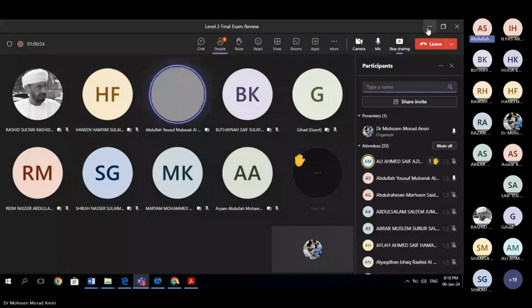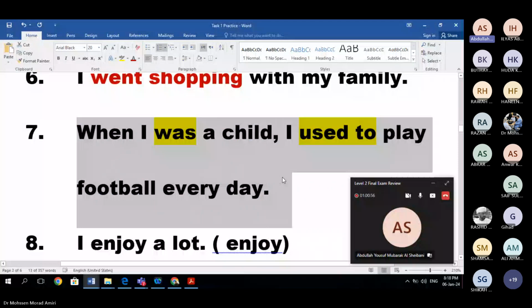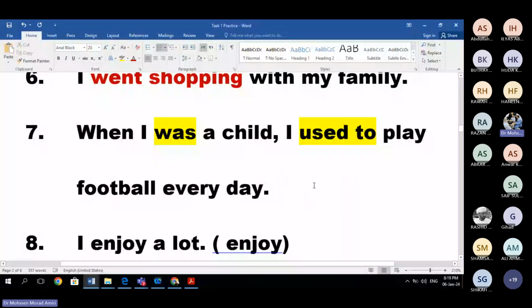When I was in 7th grade. Very good. When I was in 7th grade, I used to drive a bicycle. Very good. I used to ride a bicycle. So Shabab, what is the point when you want to use used to? First of all, it should be in the past, and the verb should be simple. I used to drive, not drove. The verb should be simple.